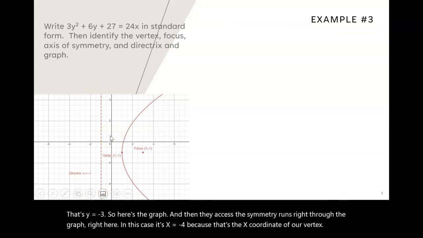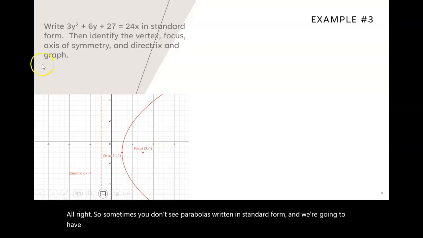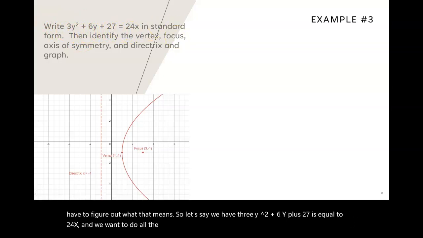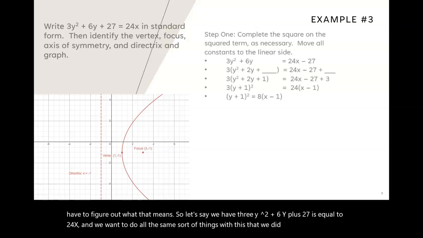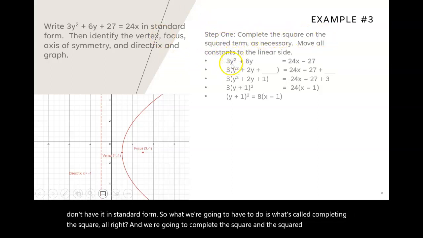All right, so sometimes you don't see parabolas written in standard form, and we're going to have to figure out what that means. So let's say we have 3y squared plus 6y plus 27 is equal to 24x, and we want to do all the same sort of things with this that we did before. So notice that we don't have it in standard form, so what we're going to have to do is what's called completing the square. All right, and we're going to complete the square in the squared term. In this case, it's the y squared.